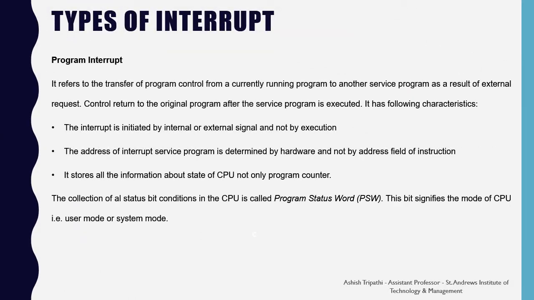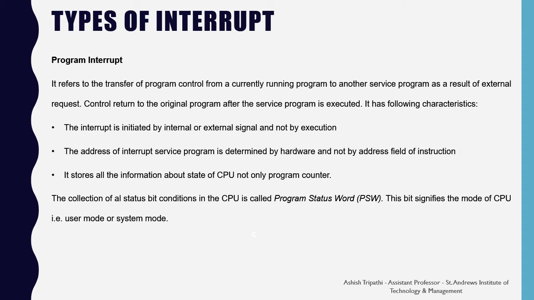Types of interrupt. There are different types of interrupt. The first one is the program interrupt. It refers to the transfer of program control from the currently running program to another service program as a result of external request. The control returned to the original program after the service program is executed.